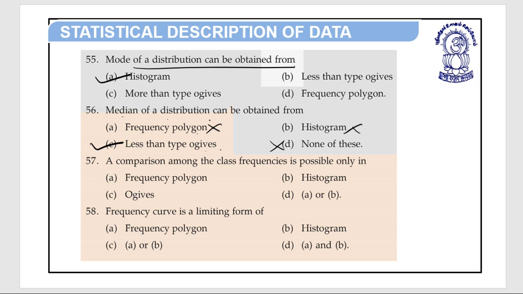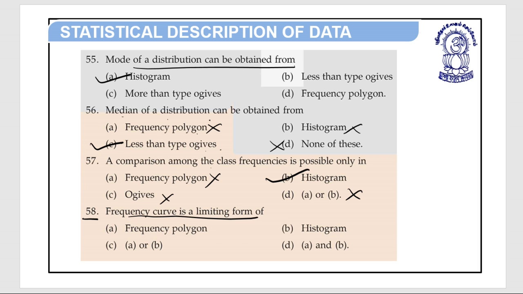None of these. A comparison among the class frequencies is possible only in frequency polygon, no. Histogram, yes. Option B. Ogives, no. A or B, no.